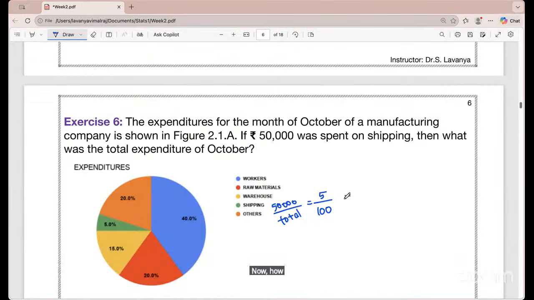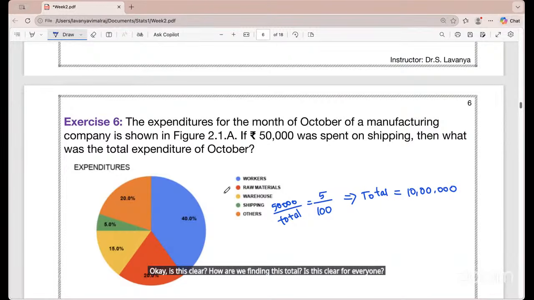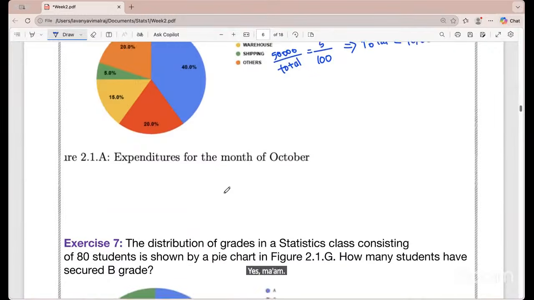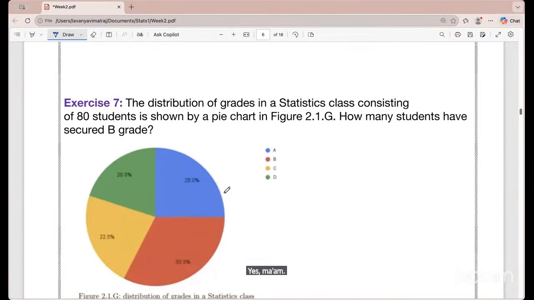Now, how do you compute the total? What is the total if you calculate from here? 2000 into 100, 10 lakhs. Right? You have 10 lakhs. Is this clear? How are we finding this total? Is this clear for everyone? Yes, ma'am. Good. Okay, so here is another question.